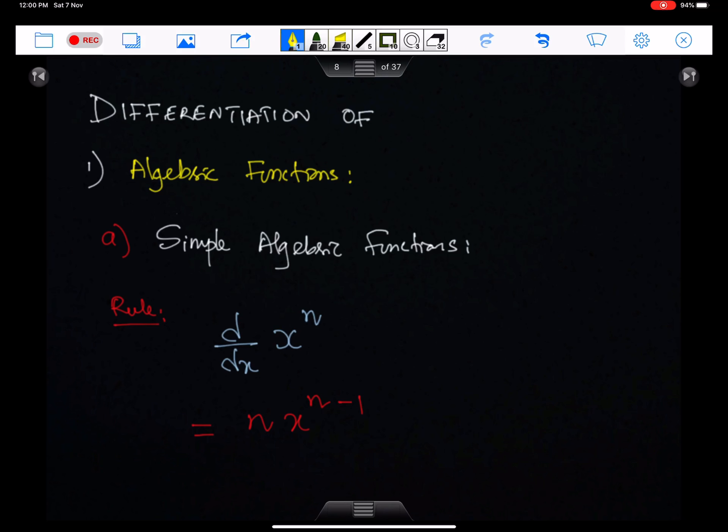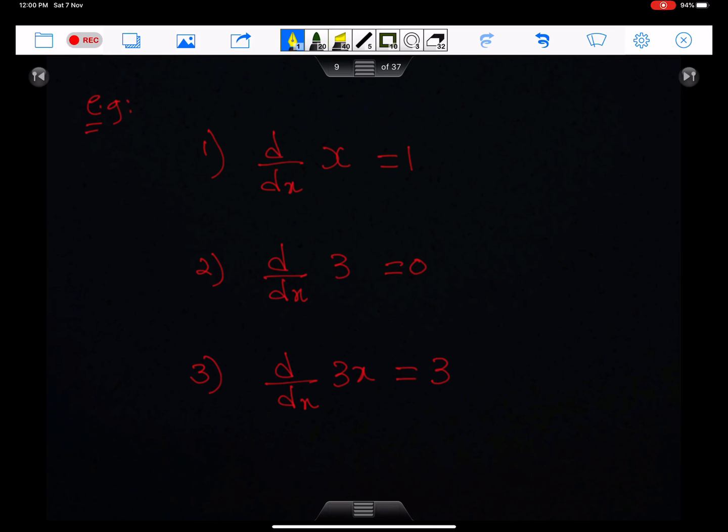Differentiation of algebraic functions. Let's begin with simple algebraic functions. So this is the formula of a simple algebraic function. This power will become coefficient and n minus 1 should be the resultant power. D upon dx, x. The differential of x is 1. The differential of a constant is always 0 and 3 is coefficient. Therefore, the differential of 3x is 3 times 1, which will become 3.